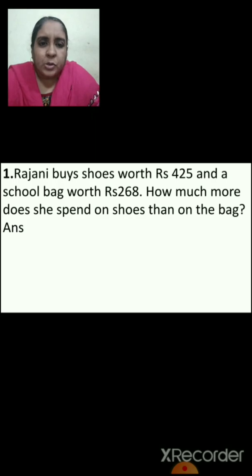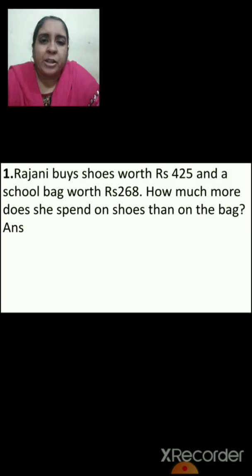Rajni buys shoes worth rupees 425 and a school bag worth rupees 268. How much more does she spend on shoes than on the bag? So, this is the question.